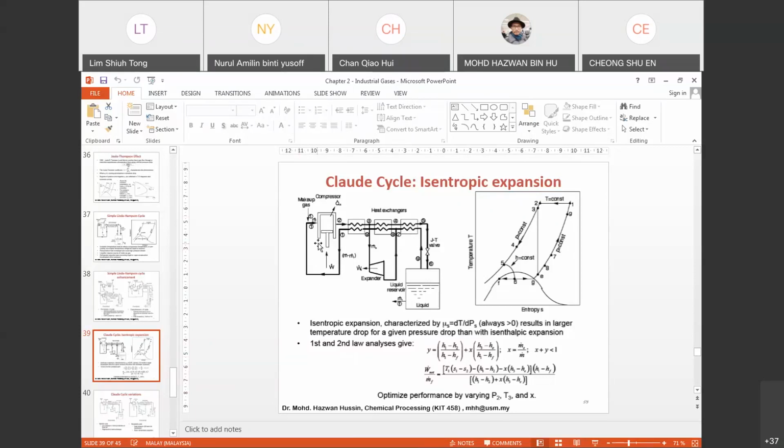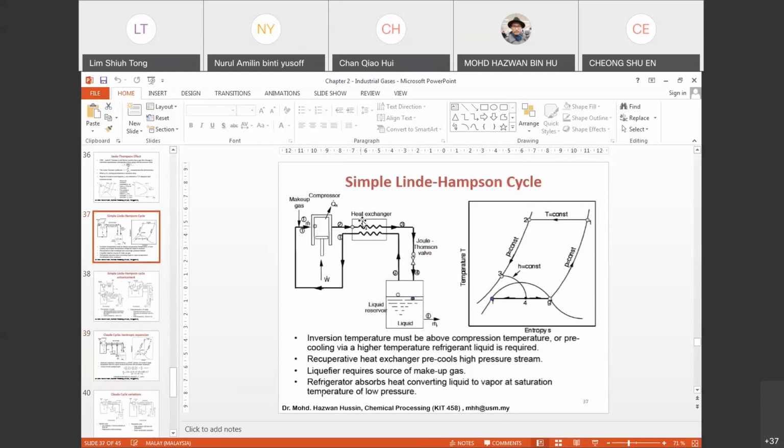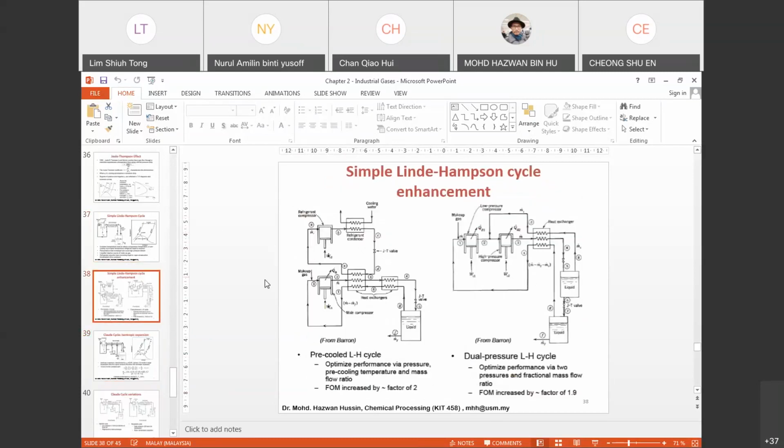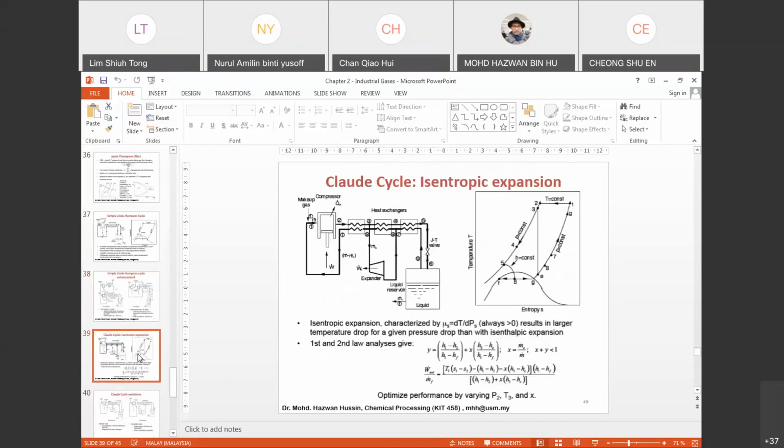So over here, you will see that in the Claude cycle, it actually installs as much as three heat exchangers. Earlier on, for the simple Linde-Hampson, you will see only one. In fact, for the two types of Linde-Hampson cycle enhancement, basically it is one. But when you have a possibility that it undergoes pre-cooling, then of course you will have two. But for a dual pressure, normally you will only have one stage of cooling.